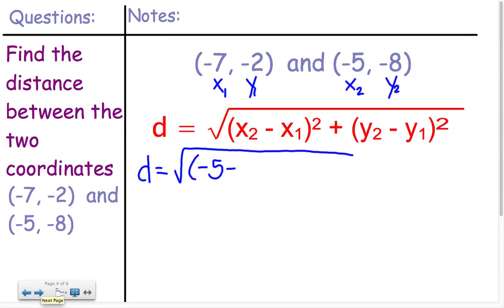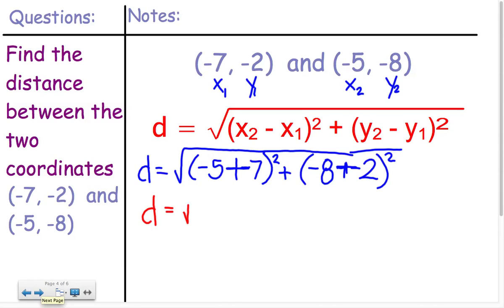So that's where we're going to need the minus and negative, because it's -5 minus a -7, which means we have to turn it into a superplus. Then we've got y2, which is -8, minus y1, which is a -2. So again, we're going to have a superplus. So 2 superpluses in this example. So we'll have d equals -5 plus 7 is 2, -8 plus 2 is -6.